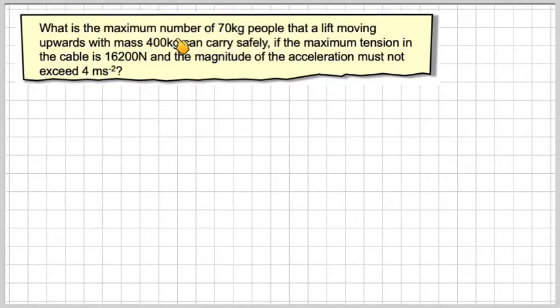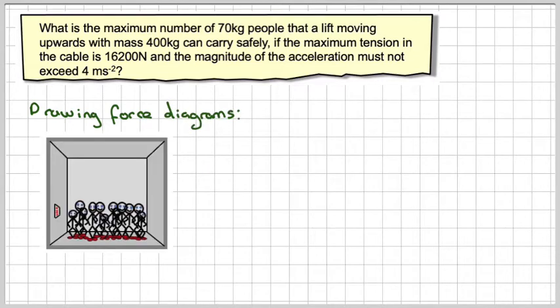What is the maximum number of 70 kilogram people that a lift moving upwards with a mass of 400 kilograms can carry safely if the maximum tension in the cable is 16,200 newtons and the magnitude of the acceleration must not exceed 4 meters per second squared? Okay, so in order to do this, you need to draw a force diagram.